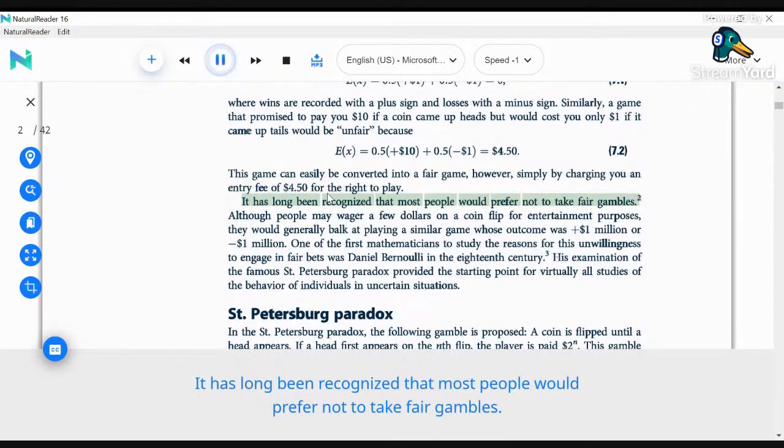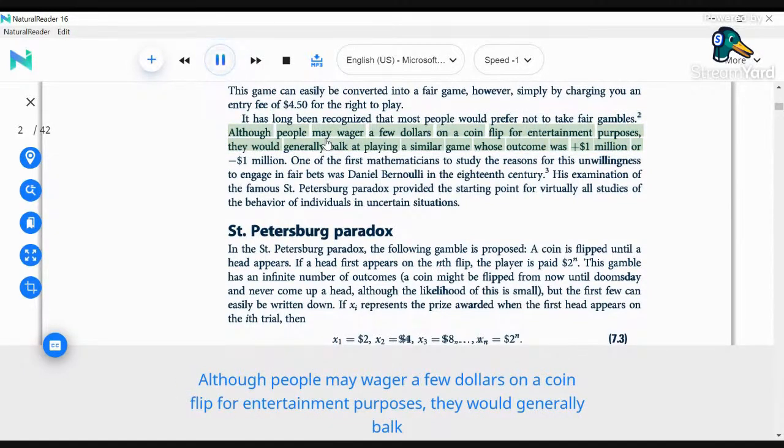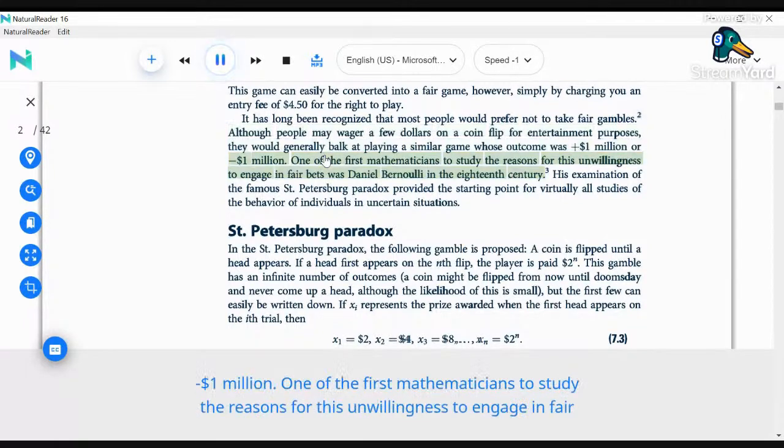It has long been recognized that most people would prefer not to take fair gambles. Although people may wager a few dollars on a coin flip for entertainment purposes, they would generally balk at playing a similar game whose outcome was plus $1 million or minus $1 million.